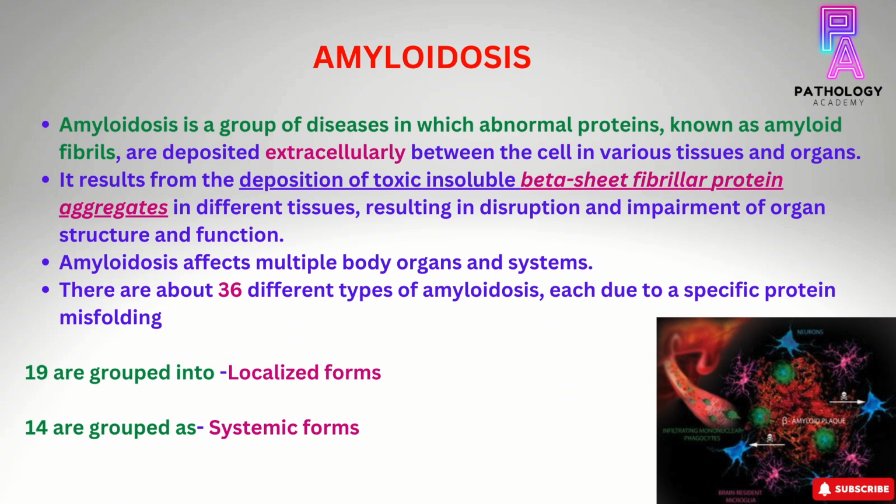It affects multiple body organs and systems. There are about 36 different types of amyloidosis, each due to a specific protein misfolding. 19 are grouped into localized forms and 14 are grouped as systemic forms.